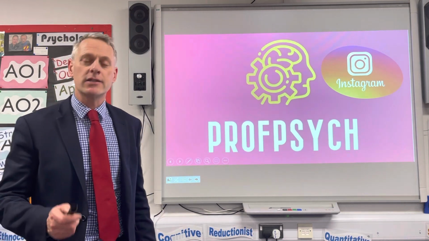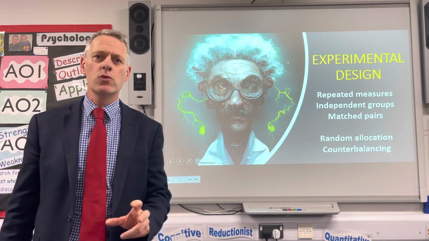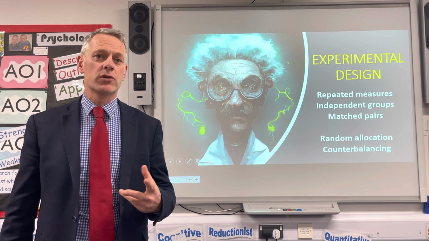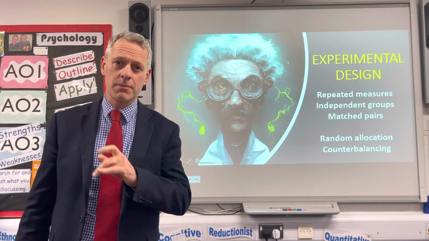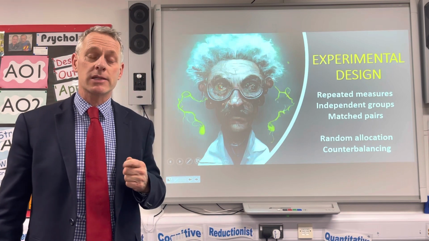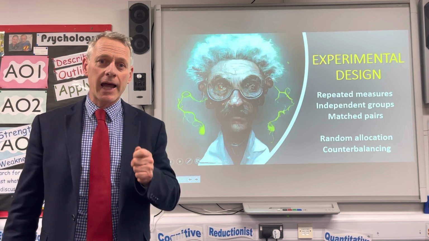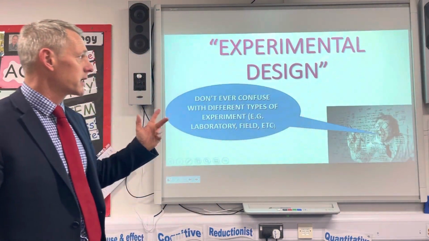Okay, today's video, guys, just going to have a quick look at this idea. The two words, experimental design. And when you see this, what does it mean? Particularly these three things: repeated measures, independent groups, and matched pairs. We'll add on to that the concepts of random allocation and, of course, counterbalancing. Okay, so let's have a look at this then, folks.